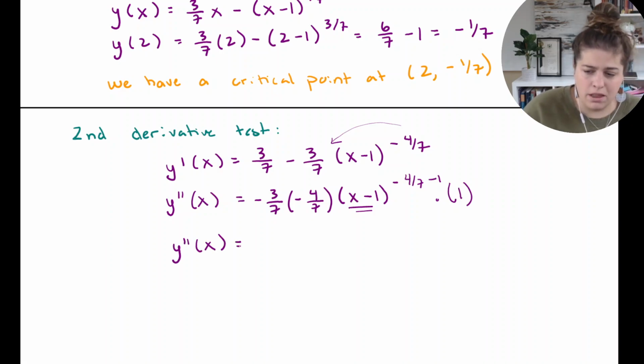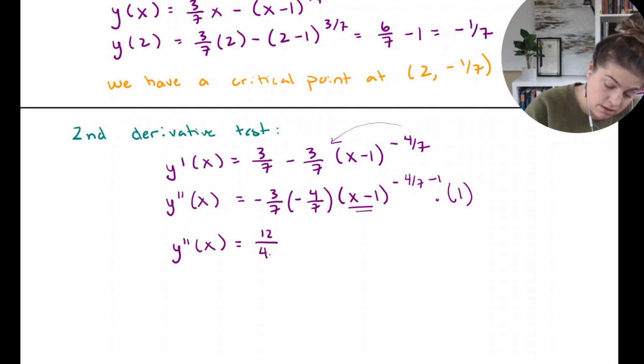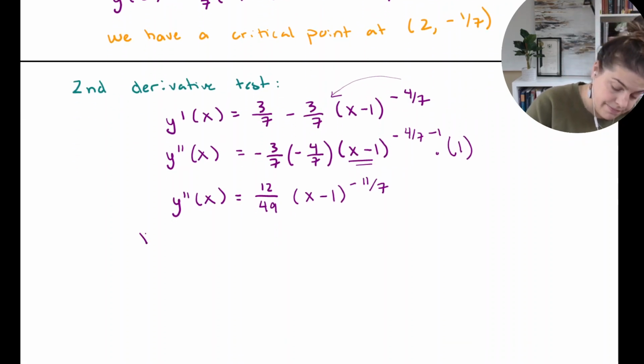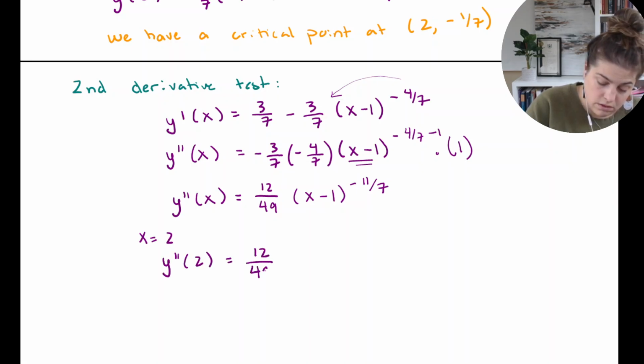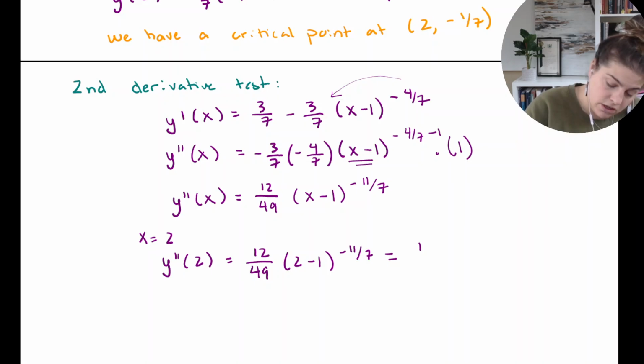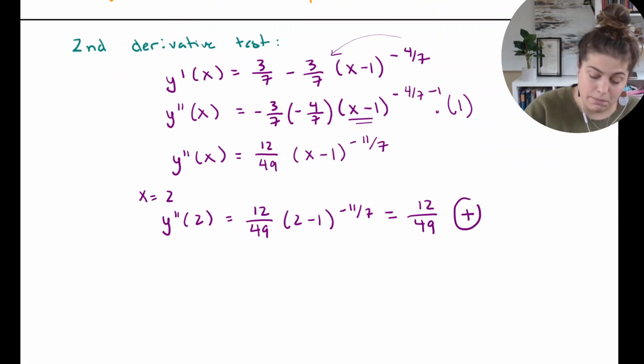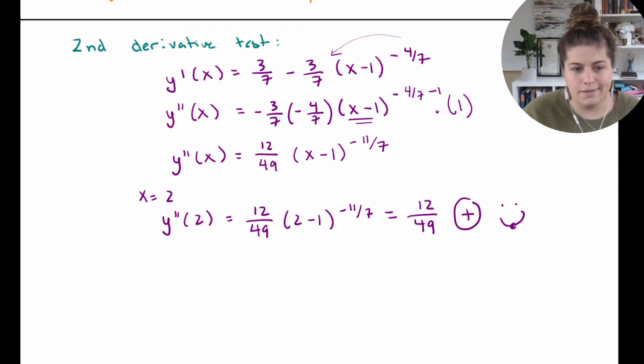And so what we end up with is going to be 12, 7 times 7 is 49, x minus 1 to the negative 11 over 7 there, okay? And so to actually test our point, we're just going to plug in x equals 2. And we will get just 12 over 49. We don't actually care about the value. We care that it is a positive number. Positive, we think smiley face. That means we have a minimum.